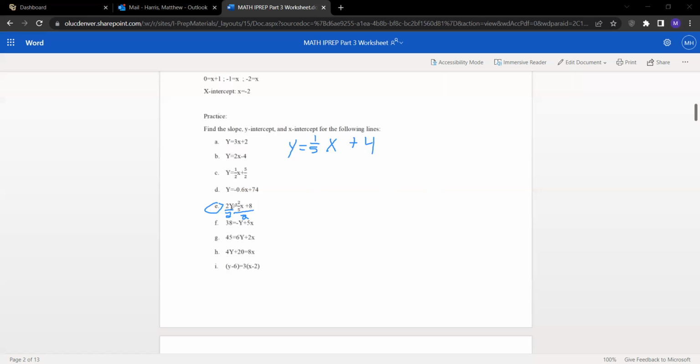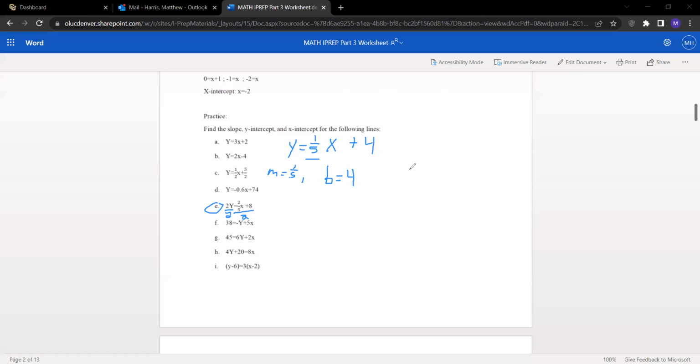So we have 2 divided by 2 is equal to 1, so 1y. 2/5 divided by 2 is 1/5. And then 8 divided by 2 is 4. So here's our equation. And now, whatever we find here will be our answer. So what's our slope? 1/5. What is our y-intercept? Remember, we can put y-intercept as b because y equals mx plus b. So b, or our y-intercept, is equal to 4.